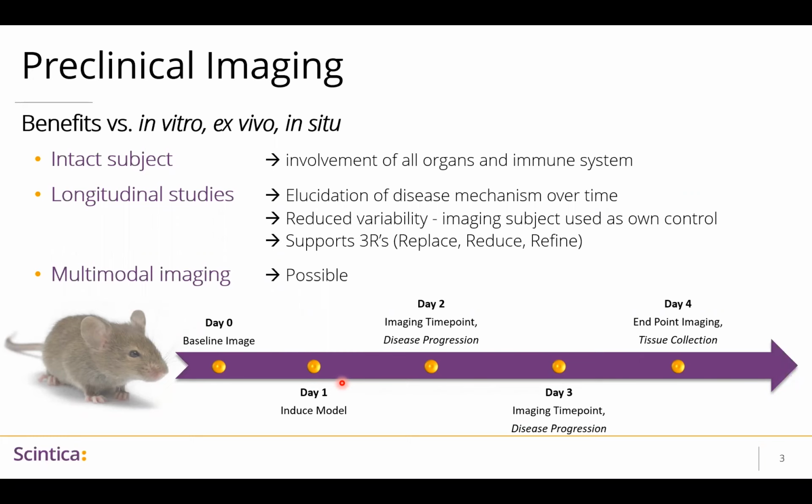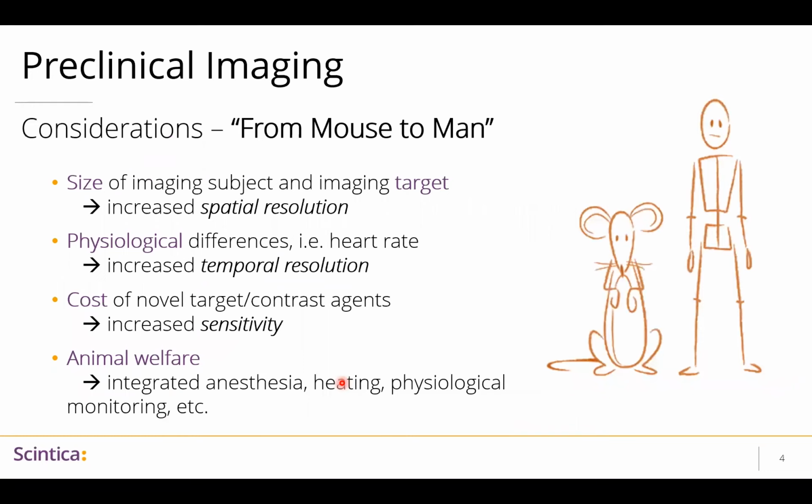Also important is the ability to support the 3 Rs, that is to reduce, refine, and replace animals in research. And so specifically here, we're reducing the number of animals needed in a study quite significantly. There may be some refinement and replacement options there as well. And then finally, of course, with imaging, we want to take a look at multimodal imaging. Towards the end of the presentation, we'll talk a bit more about what it means for multimodal imaging, and then look at examples of papers where multimodal imaging has been used.